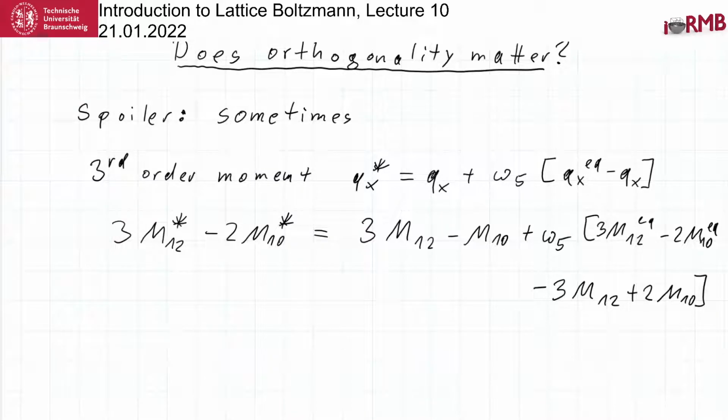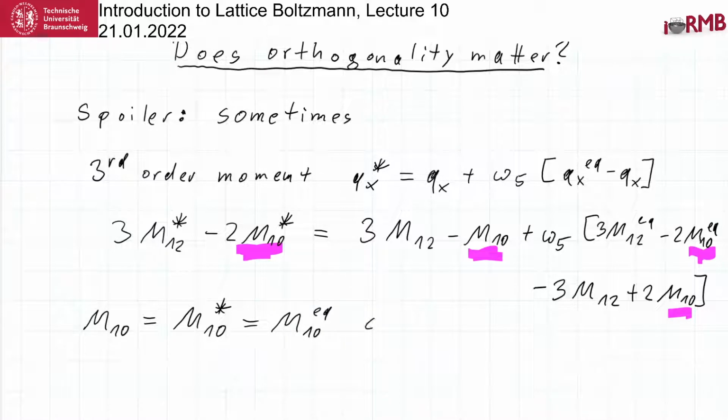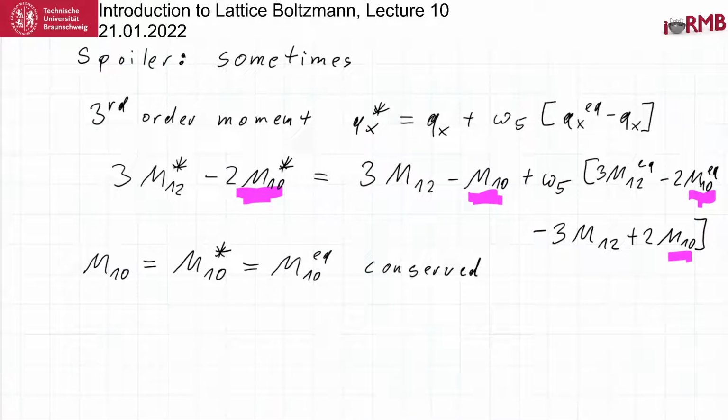And here we have 2 different moments, and especially we have this moment m10 everywhere, and m10 is of course a conserved moment. What does it mean to be a conserved moment? m10 is conserved exactly when the post-collision is equal to the pre-collision is equal to the equilibrium. Then it's conserved. So now, because it's conserved, you can replace it here everywhere.